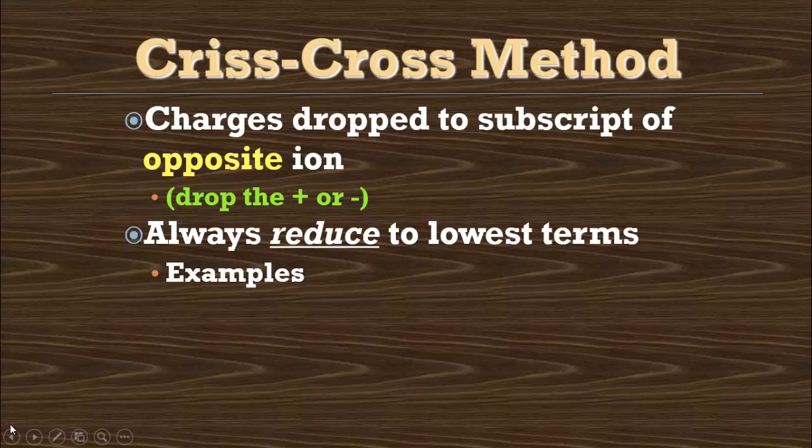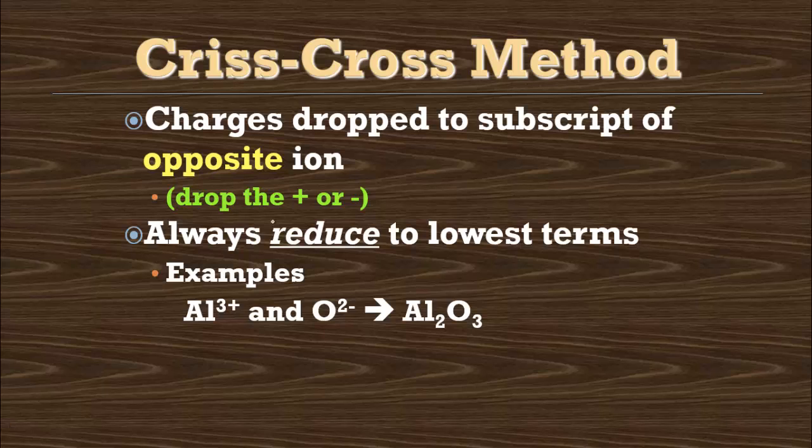So again, let's look at some examples. If I have Al plus 3 and O2 minus, and I crisscross them, I took my positive 3 and I brought it down to the bottom. I took my negative 2 and I crisscrossed it down to the bottom of Al. So I have Al2O3, you can see there are no longer any charges associated with those subscripts.